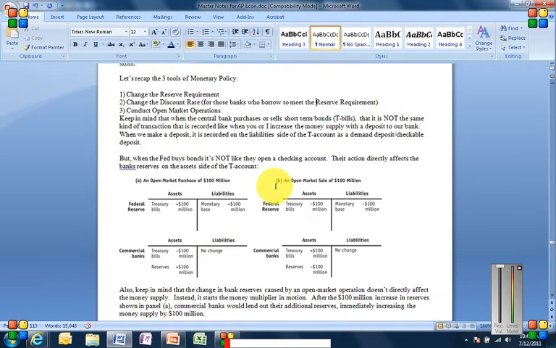This is the opposite, of course, of a purchase. This is a sale where they're trying to constrict the money supply.